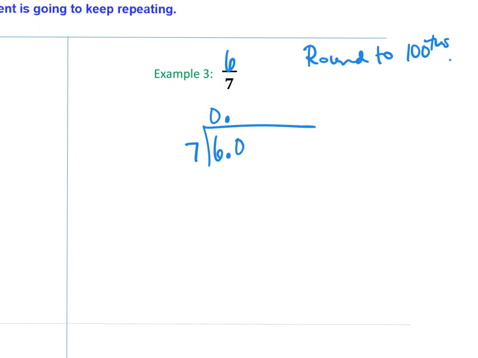Add a 0. 7 into 60 is going to go 8 times. 8 times 7 is 56. Subtract 60 minus 56. We're ignoring that decimal. Would be 4. Check. 4 is less than 7. We're good. Add a 0 and bring it down. 7 into 40 is going to go 5 times. 5 times 7 is 35. Subtract. I get a 5.